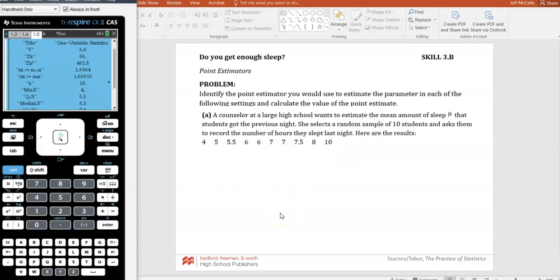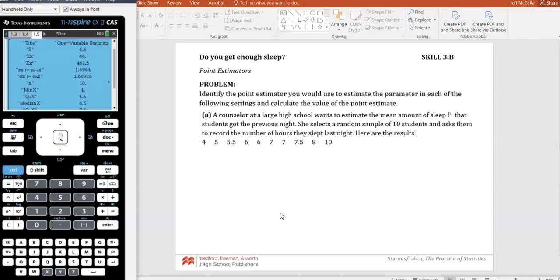So a counselor at a large high school wants to estimate the mean amount of sleep, mu, that the students got the previous night. She selects a random sample of 10 students, asked them to record the number of hours they slept that night. Here are the results. Wow, one student got 10 hours. It's amazing. One student got 4 hours. Okay, that makes sense sometimes.